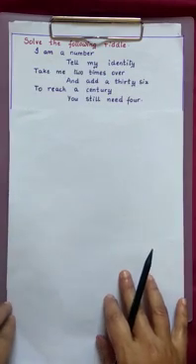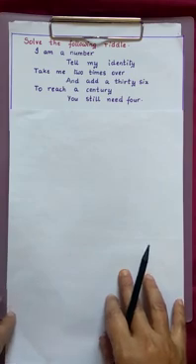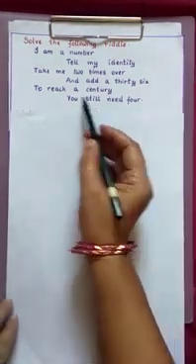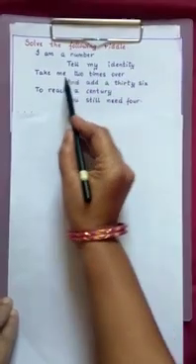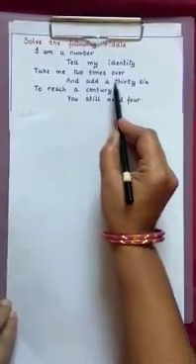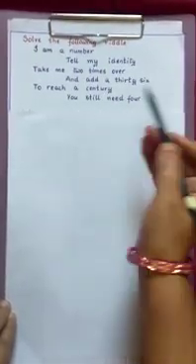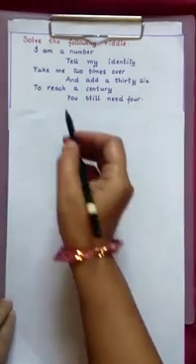Children, solving riddles in mathematics is very interesting. So here is a riddle for you. Let us solve. First we will read. I am a number. Tell my identity. Take me 2 times over and add a 36. To reach a century, you still need 4. See how interesting it is. Once again, let us read.